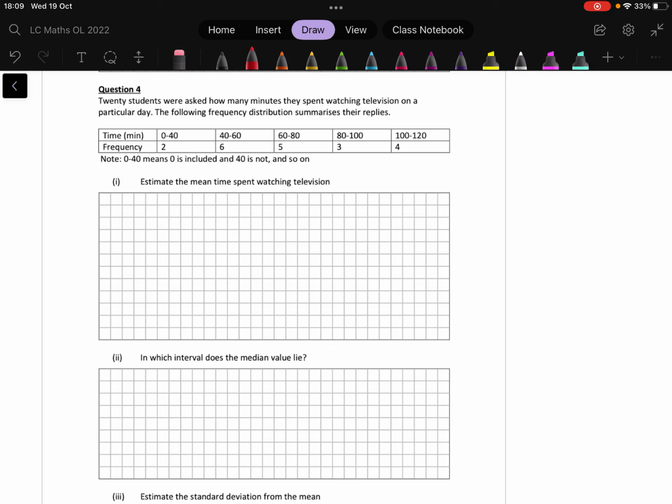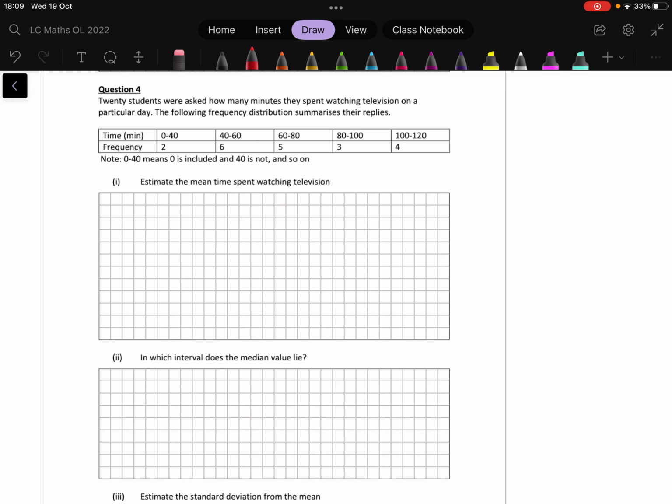Okay, question 4. So 20 students were asked how many minutes they spent watching television on a particular day, and the following frequency distribution summarises their replies. So the first part of the question asks us to estimate the mean time spent watching television.